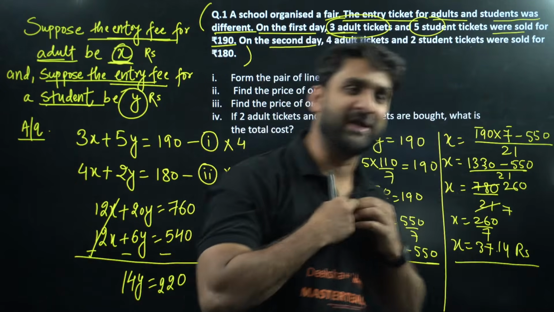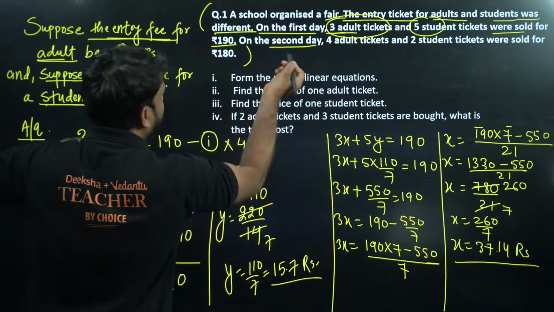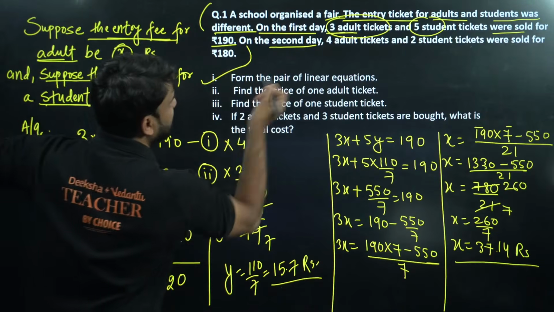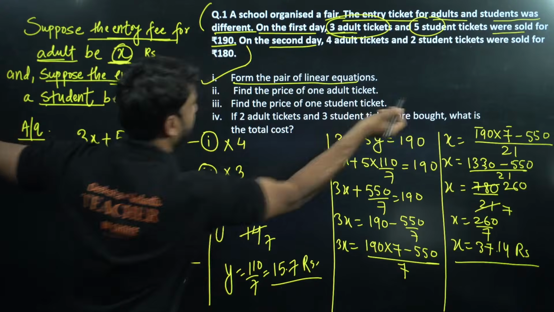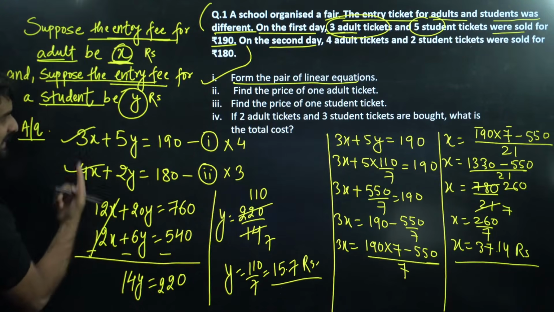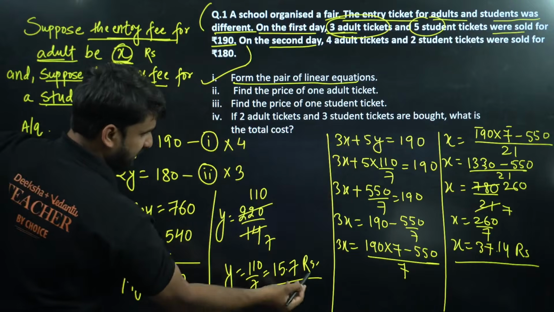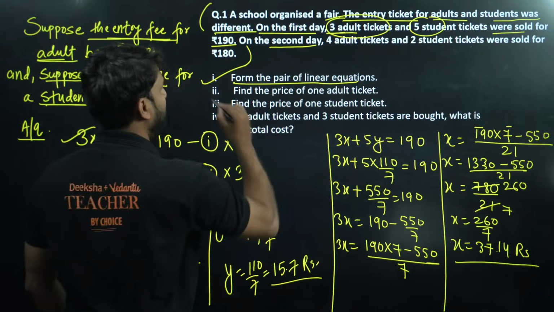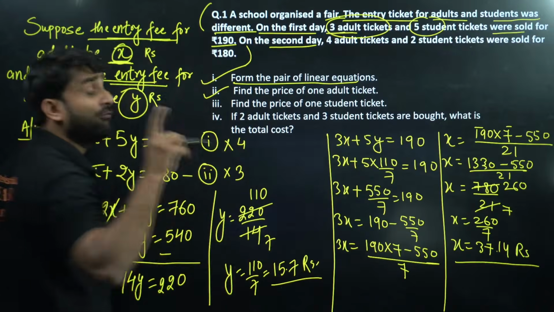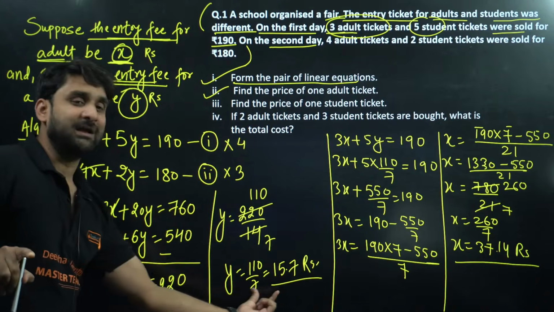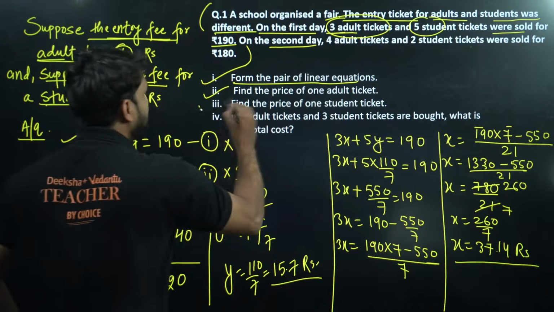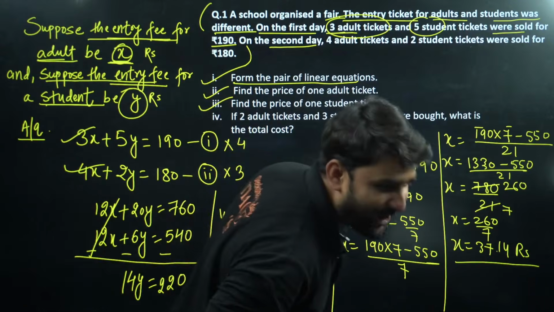Okay, moving to next. The first question is done. The first question was to form the pair of linear equations. This is the linear equation. Done. Second question, find the price of one adult ticket. Done. The adult ticket is 37.14 rupees. This is also done. Find the price of one student ticket. One student ticket is 15.7 rupees. So this is also done.